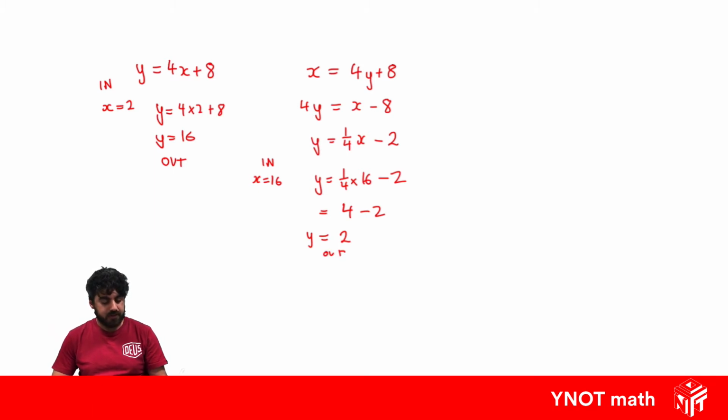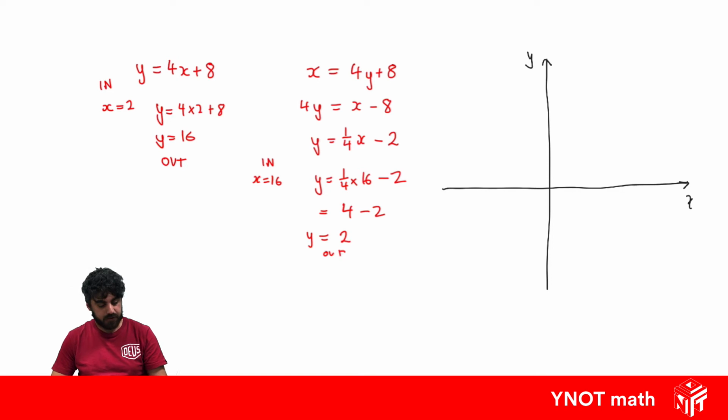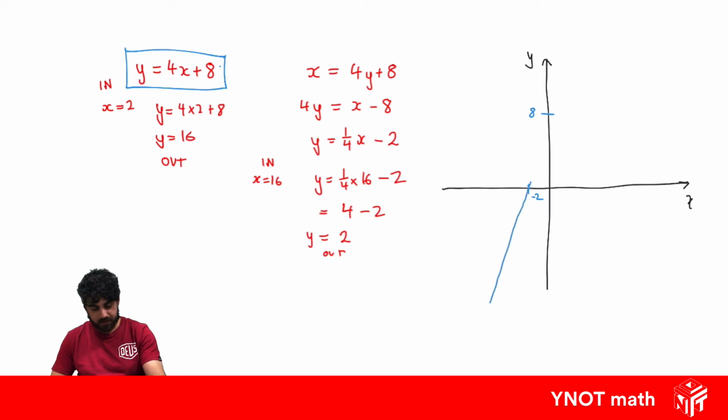And these two functions actually have a geometrical significance. So let's graph both of these and see what happens. So our original function of y equals 4x plus 8, we'll put this one in blue. So it has a y-intercept of 8 and an x-intercept of minus 2. And it's going to look something like this.